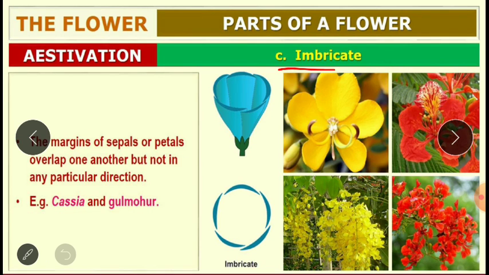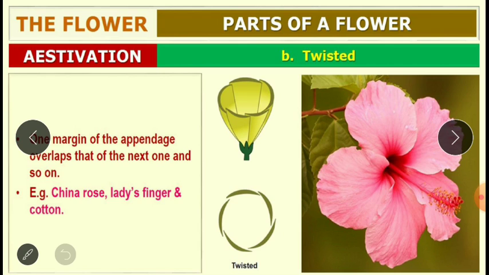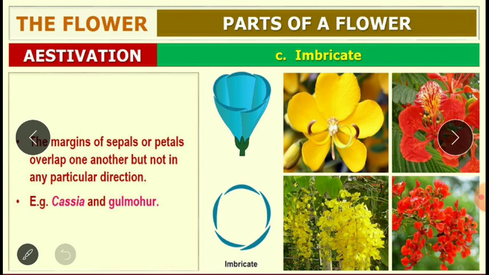Coming to the third one, that is the imbricate aestivation. In the imbricate aestivation, we can see that the margins of the sepals or petals overlap one another but not in any particular direction. In the twisted aestivation, we have seen that there is a direction. In one petal, if this side is going to be inside, then this one is going to be outside. The next side will be inside, next will be outside. So there is going to be a particular pattern of overlapping in twisted aestivation. But in imbricate aestivation, there is no such particular pattern. So the margins of the sepals or petals overlap one another, but not in any particular direction. They can be overlapping each other in any manner.